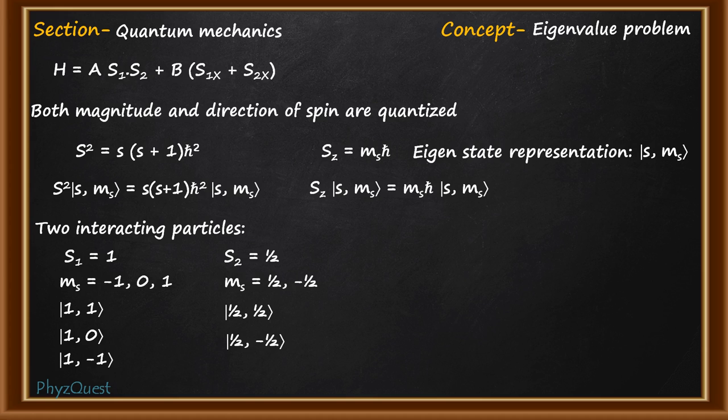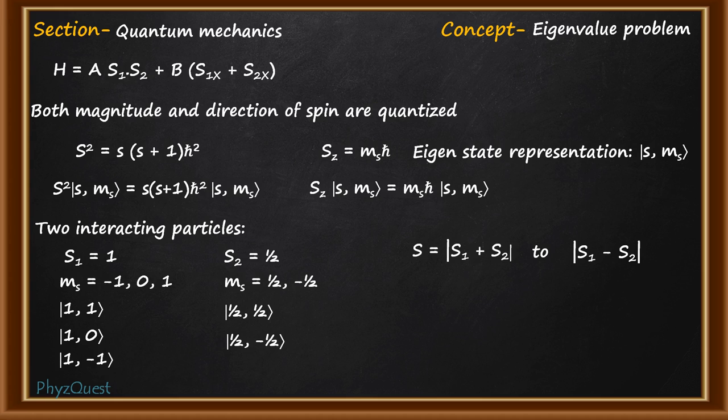Now in the question it is given that the two particles are interacting. So that means here we have to calculate the total spin as well. So the total spin will be S = S1 + S2. Here the spin I'm talking about is a vector, so vector S will be equal to vector S1 plus vector S2. But the magnitude S will range from modulus of S1 plus S2 to modulus of S1 minus S2.